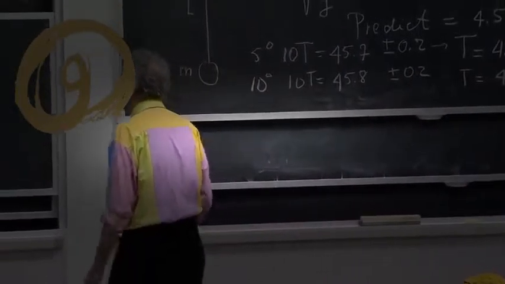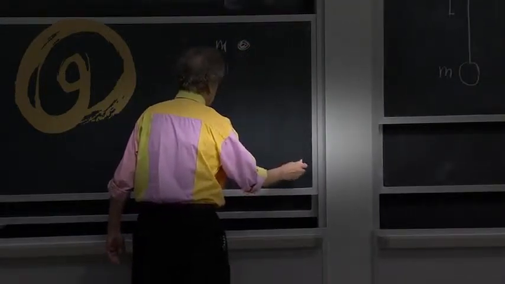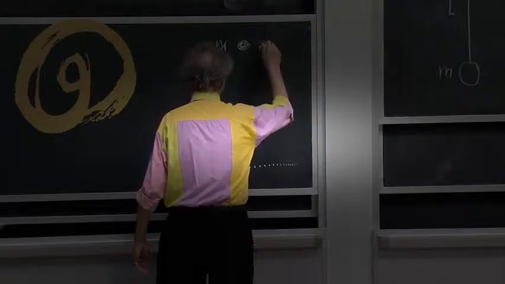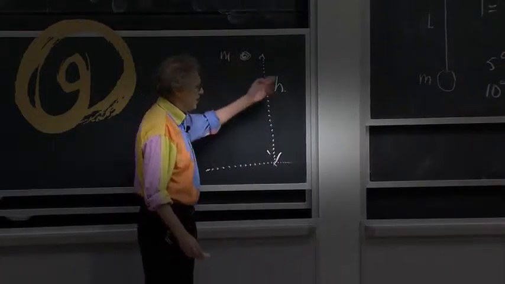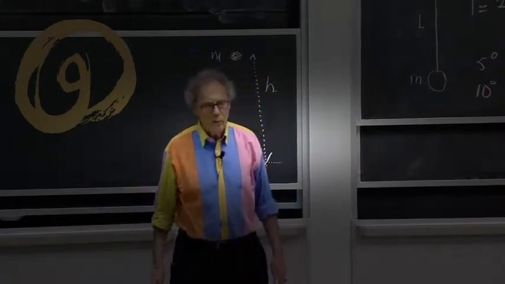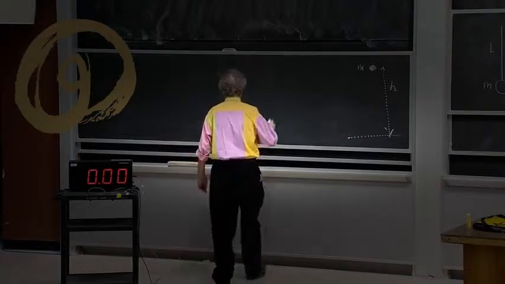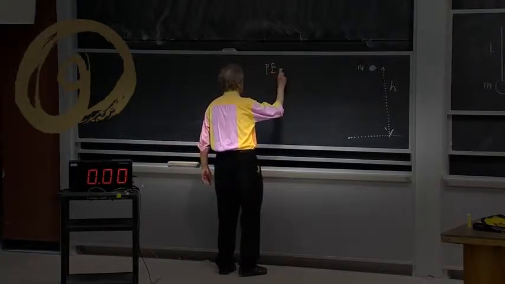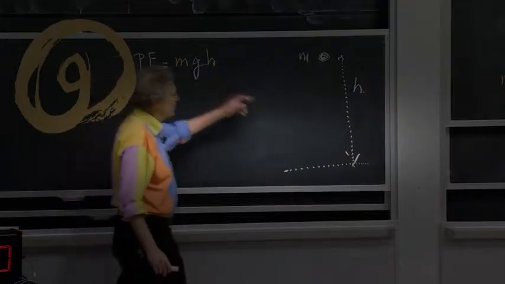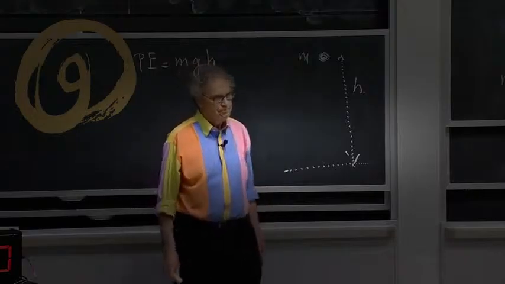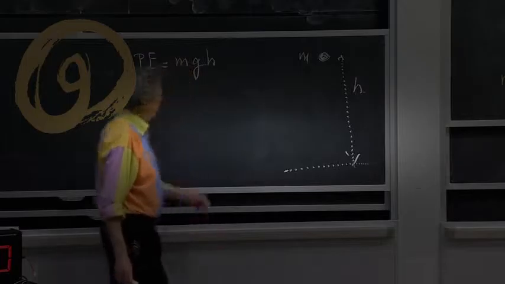Suppose the object has a mass m, and is a distance h from the floor. Here's the floor, here's the object, h. We associate with the position of that object an energy that has a name. We call that potential energy. And that potential energy is mgh. You already know what g is. Well, h is this distance in meters. So when the object is here on the floor, h is zero. So there is no potential energy.